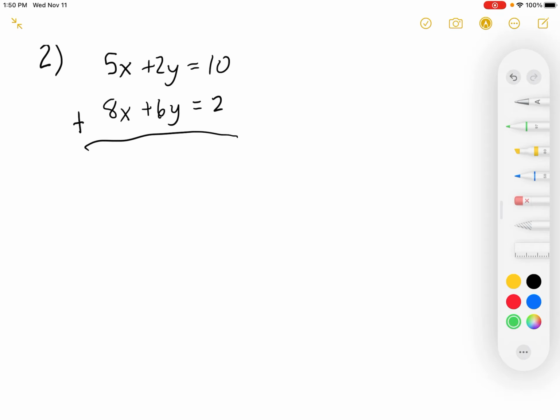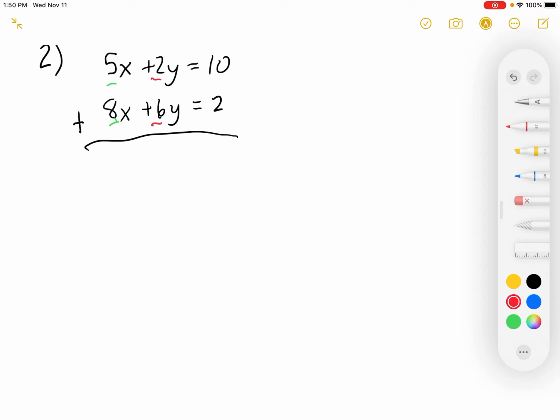But if you'll notice, look at our columns really quick. 5 and 8, I'm looking at the x column. Those two numbers are not particularly close to each other. I can't think of a number to multiply to 5 to get to 8, nor can I think of a number that you could multiply to 8 to get to 5. However, let's look at the y column.